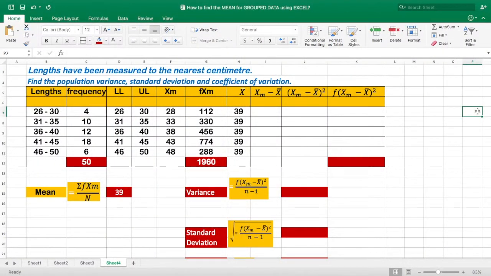For today's video, we will continue finding the population variance, standard deviation, and coefficient of variation. Previously, we got the mean using the same problem, and this time, we will find the population variance, standard deviation, and coefficient of variation.